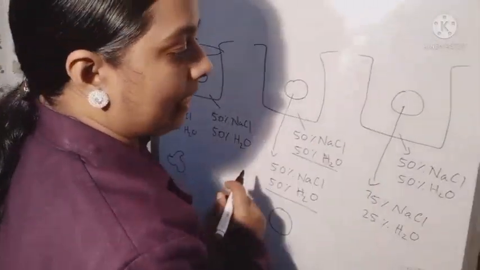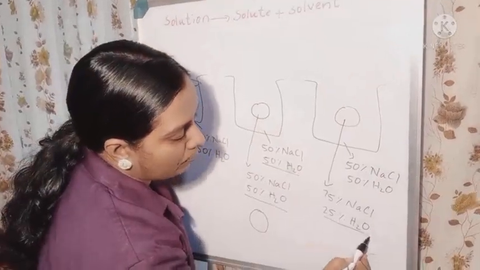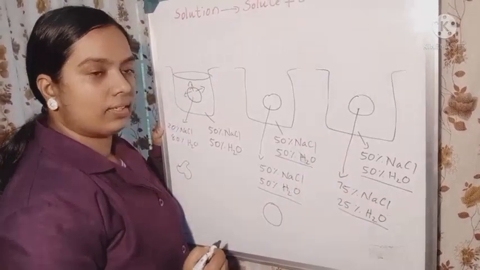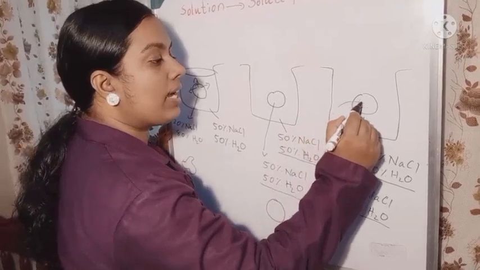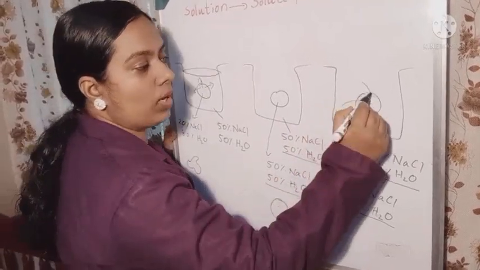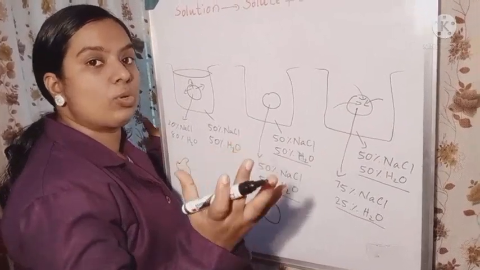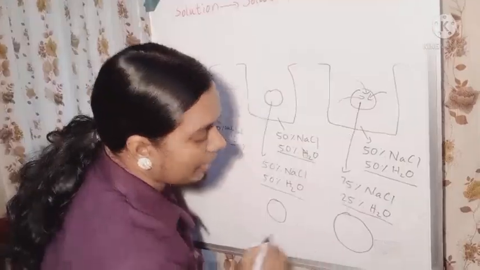Now let's see here. Here inside the cell having only 25% of water, but outside it is 50% water. That means water will be moved from outside to the inside of the cell. Water will be moved inside the cell. That means the cell will start to swell. So the size of the cell will be increased.